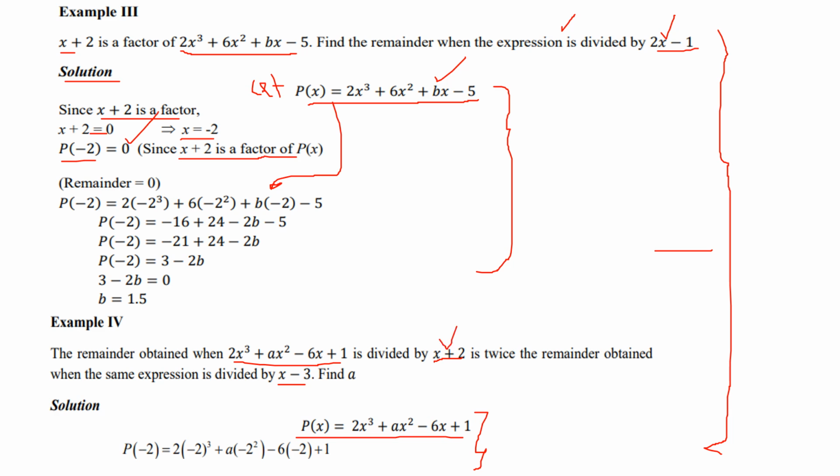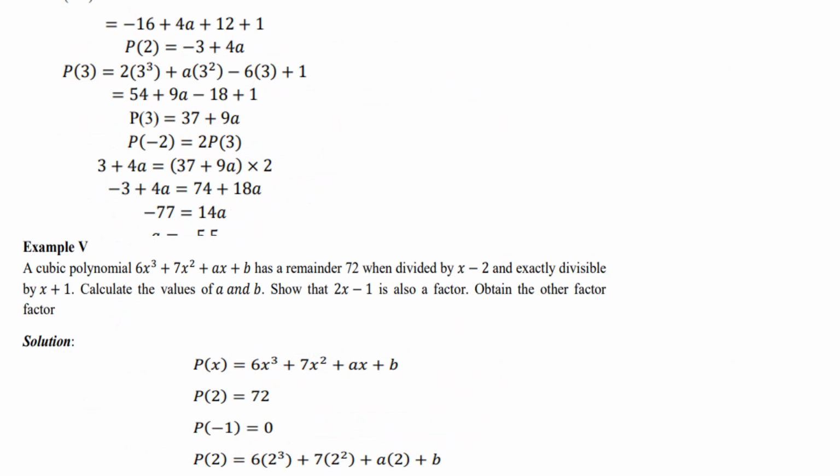So if you get this divisor, we equate it to 0, and we make x the subject, x is going to be equal to negative 2. So if you substitute negative 2 into the polynomial of x, what are you going to get? Now whatever you get is called the remainder. So if we substitute into this, we get the following. Putting p of negative 2, you are going to get negative 16 plus 4a plus 12 plus 1. And simplifying, you are going to get negative 3 plus 4a.